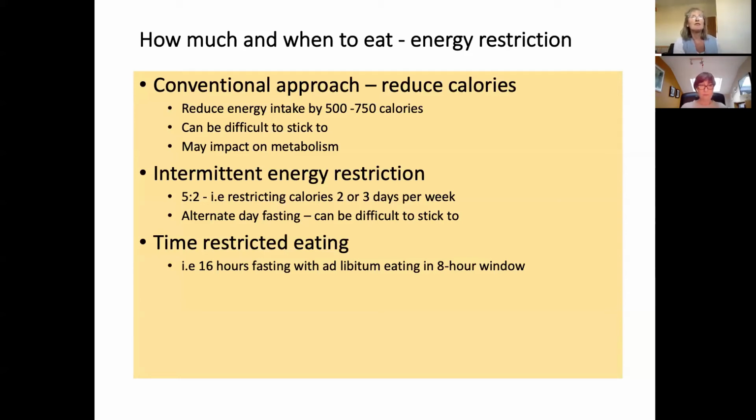The third approach that we've talked about before now is time-restricted eating. So you limit the number of hours in the day that you eat, but you don't restrict what you eat during the hours that you're allowed to eat. So if you're fasting for 16 hours, then you'd have an 8-hour window to eat in. I'm just going to look at the impact of those different ways of reducing your energy intake.